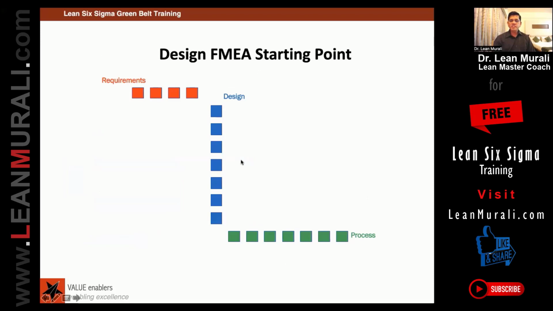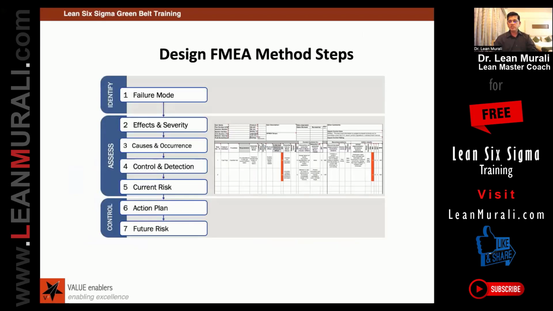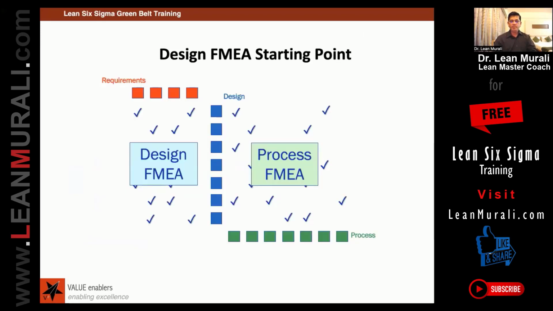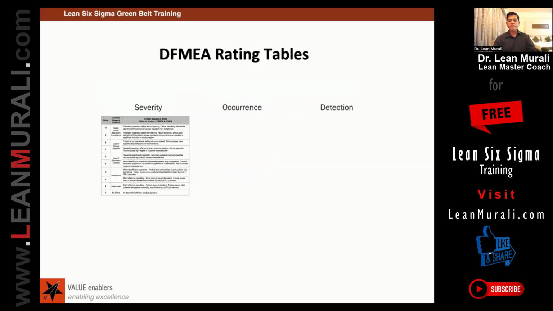So the design FMEA starting point, as I said, is this, right? So we have all this matrix between the product requirement or customer requirement to design, and this is called design FMEA, and we said this is called process FMEA. So in DFMEA steps, the design FMEA method is structured around 7 main steps that we saw, and outputs in each and every step.